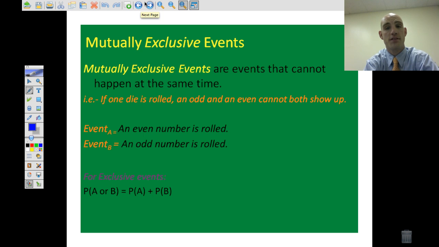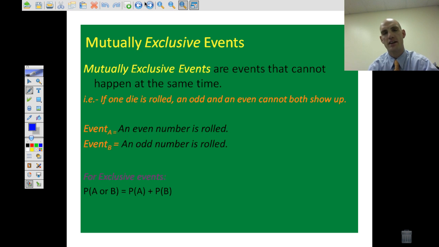Mutually exclusive events are events that cannot happen at the same time. So you might say a mutually exclusive event might be drawing one card from a deck and drawing a king and a 5. Well, those are mutually exclusive because if you only draw one card, you can't do both at the same time. Okay? So, for example, another one would be if a die is rolled and an odd and an even number show up. Well, that can't happen, so they're mutually exclusive. Together, they exclude one another.